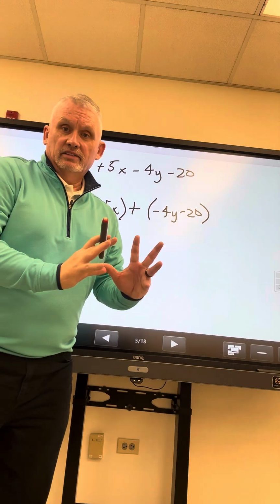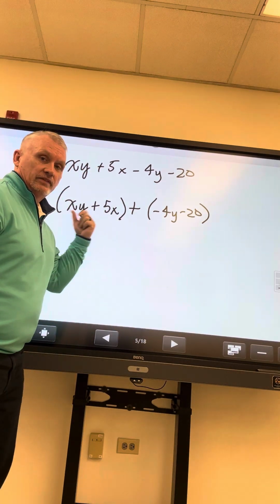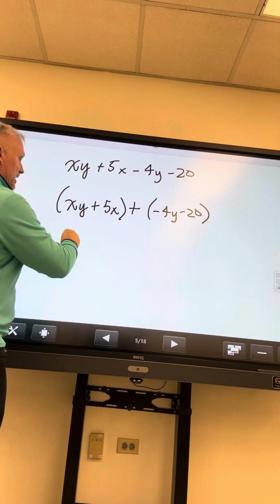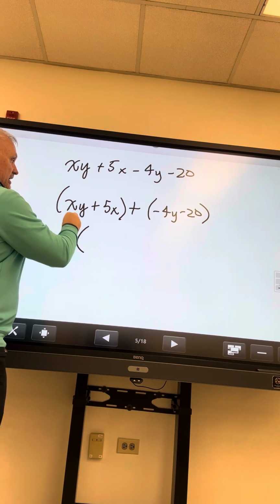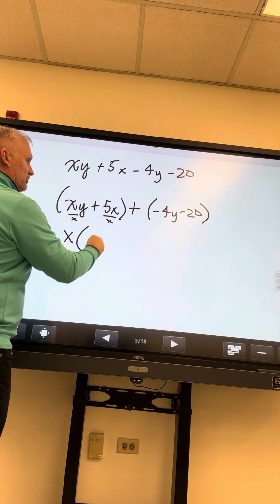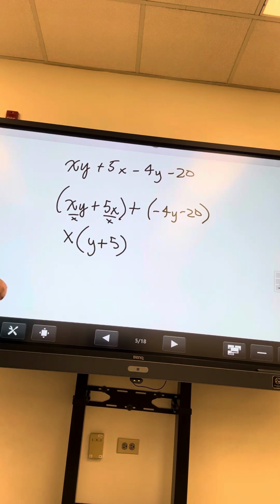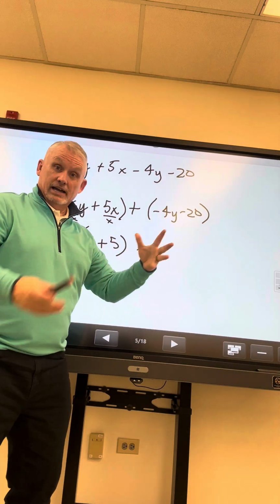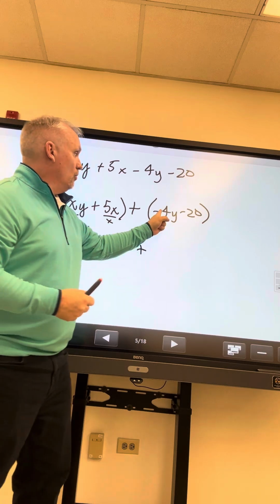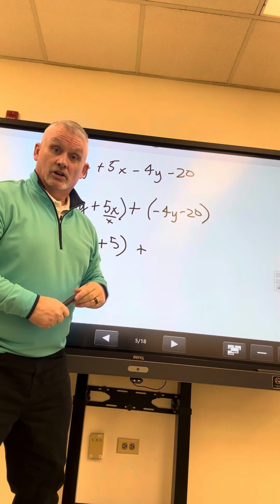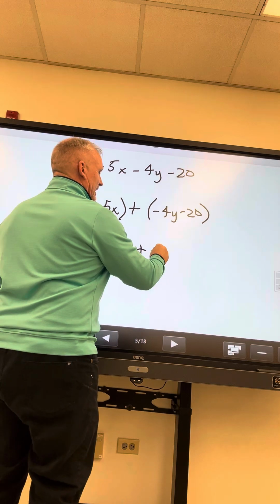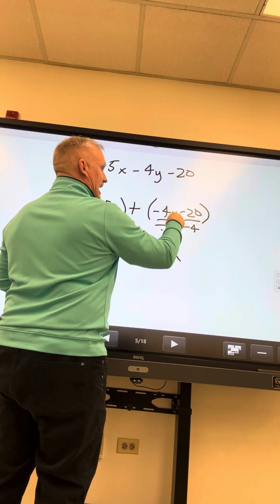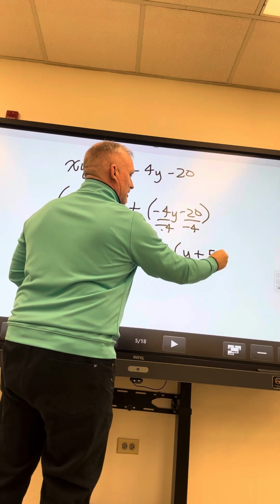Once you have the groups established, now you factor each one of these groups. Well, what is common with this? What's the GCF? Well, they only have a letter. It's an x. Divide by an x, you end up with y plus 5. Plus, now remember, if you lead with a negative, you got to take out a negative. Well, what's the biggest number that goes into both? Well, it's 4. So I'm going to take out this negative, and I'm going to find out what's left over. And I have y plus 5.